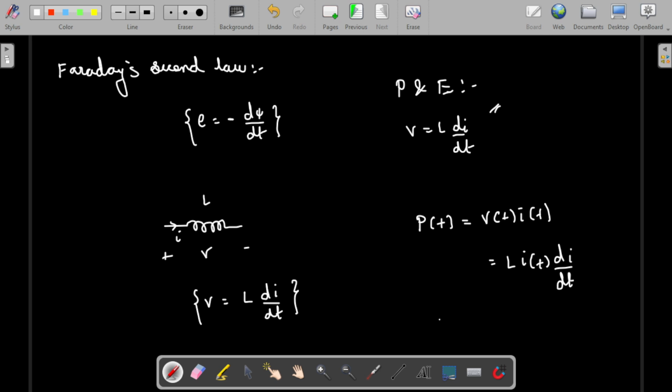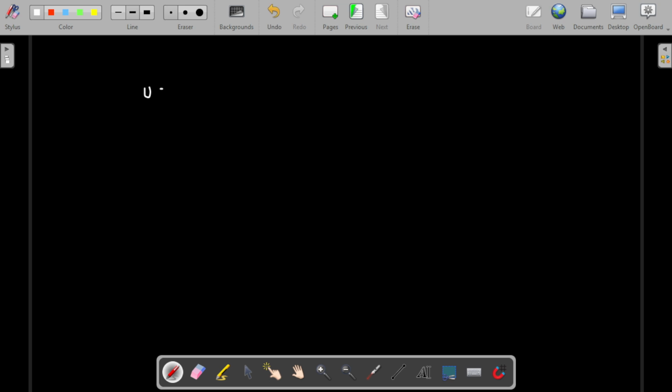So energy stored, U, is nothing but the integral of P of t over dt. Let me substitute the values. So U equals the integral of L I di by dt. Let me take that as I dI over dt, so dt will get cancelled, and this will be the integral of I di. So this is equal to half L I squared. If we integrate I, this will be the formula. So energy stored in the inductance will be half L I squared.